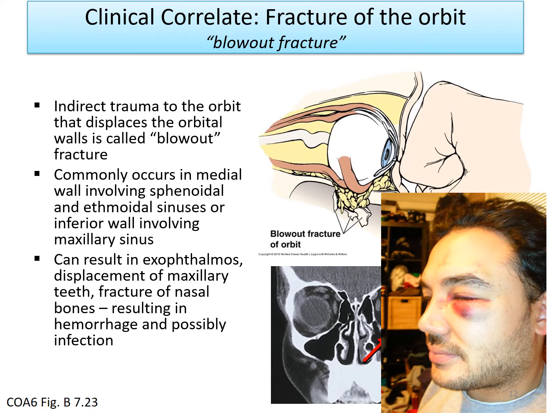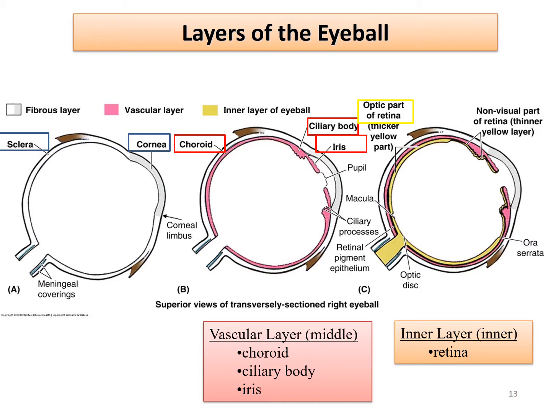Yeah, if it's the inferior wall, like here, you're gonna have to go back in your PowerPoint, look at the coronal section in the scan down here. You can see it actually involves the maxillary sinus. It can result in exophthalmos, displacement of maxillary teeth, and fracture of the nasal bones, which results in hemorrhage, and because you created a connection between the orbit and the maxillary sinus or other sinuses that are involved, of course it can lead to infection.